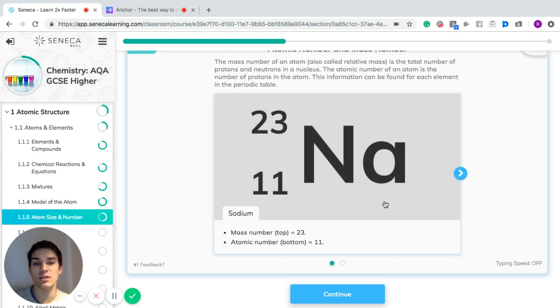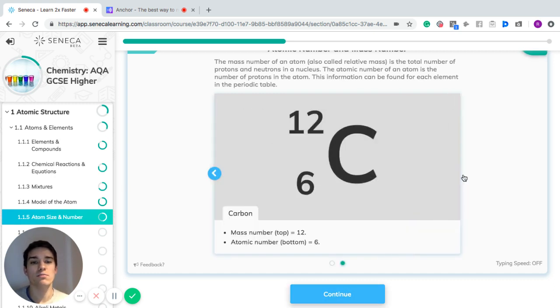So if we take sodium, Na is the chemical symbol. You've got 23 above it and 11 below it. So the 23 is the mass number. So remember, that's the number of protons plus the number of neutrons. And the 11 is the atomic number at the bottom, and that's the number of protons.